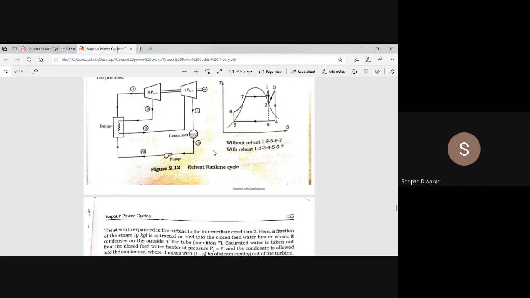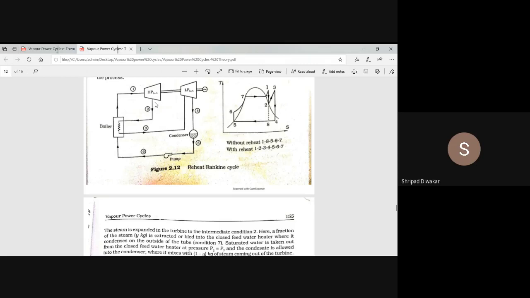In case of reheat Rankine cycle, instead of expanding in one turbine, the steam gets expanded in two stages. One is HP turbine and one is LP turbine, and a common shaft is connected in between HP turbine and LP turbine, and this is the generator coupled to the shaft. So first you have to analyze the reheat Rankine cycle. Instead of one turbine, you have to show the two turbines.